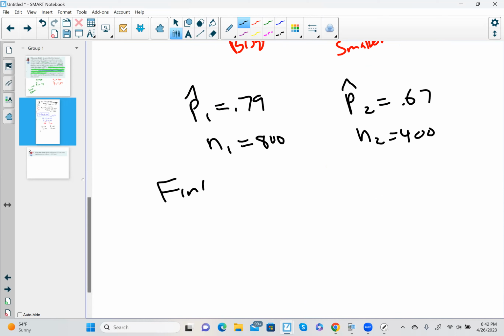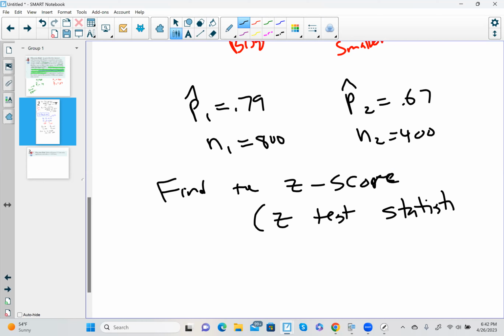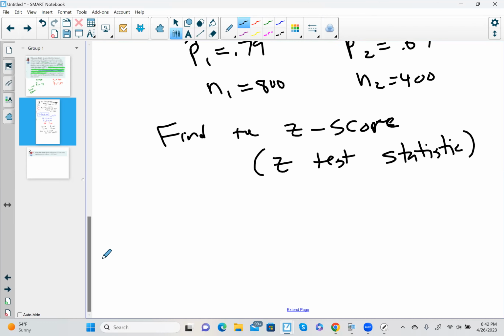Find the z-score, or what's typically called the z-test statistic. Okay, so it's going to be intimidating looking, and it's going to take us a little bit of time to type in the calculator, but I'll do it all with you and make sure that you feel good about it before we start using the chart. So here's the formula. I'm going to go to a new page.